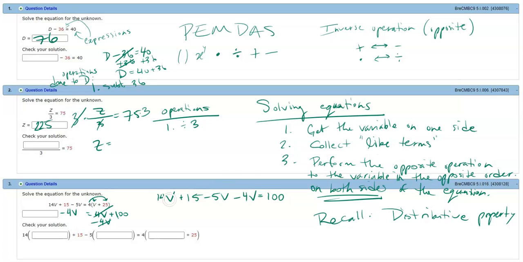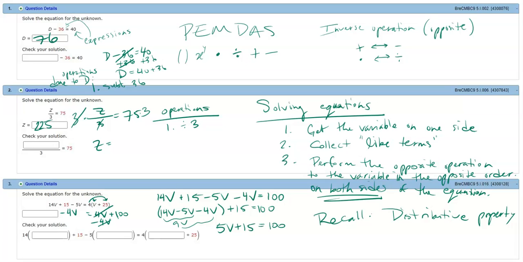If we have 14 v's and we take away 5 v's, then now we have 9 v's, and then we take away 4 more, then now we will have 5 v's. Because basically what I'm doing is I'm collecting these ones, 14v minus 5v minus 4 more v. And then this will go plus 15 equals 100. So here, 14v minus 5v goes like 9v, and then 9v minus 4 more v goes 5v. So now we have 5v plus 15 equals 100.